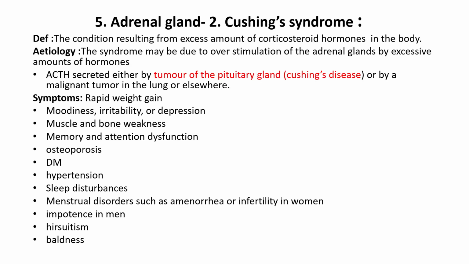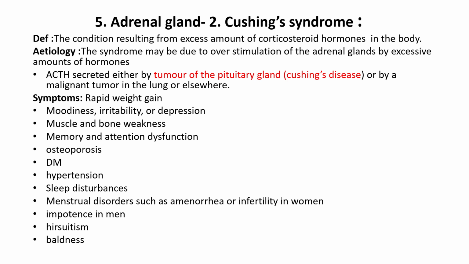Adrenal gland. So oversecretion of corticosteroid hormone by the adrenal gland causes Cushing's syndrome, and it is because of overstimulation of the adrenal glands by an excessive amount of hormone, that is ACTH. So ACTH oversecretion, if it is because of a tumor of the pituitary gland, is called Cushing's disease, or it may be because of a malignant tumor in the lung or elsewhere.